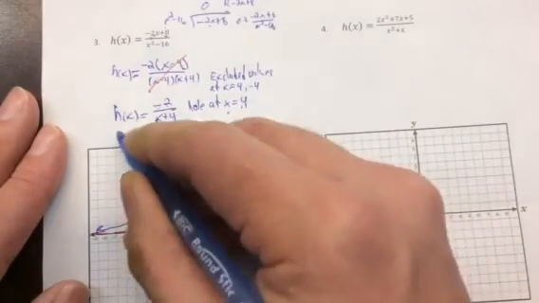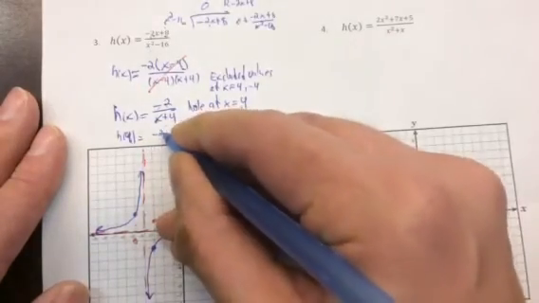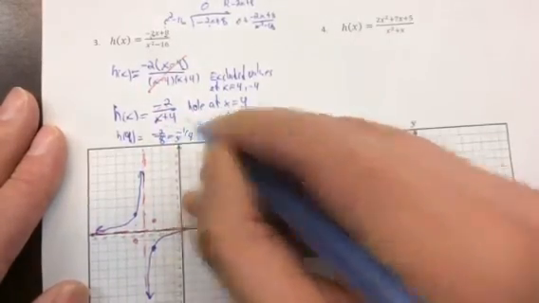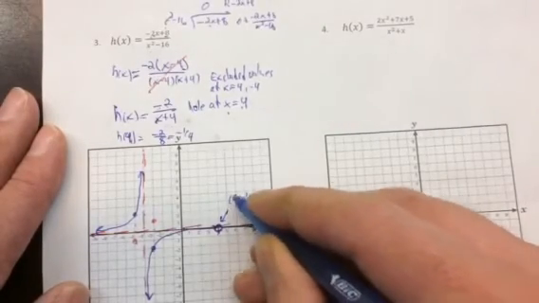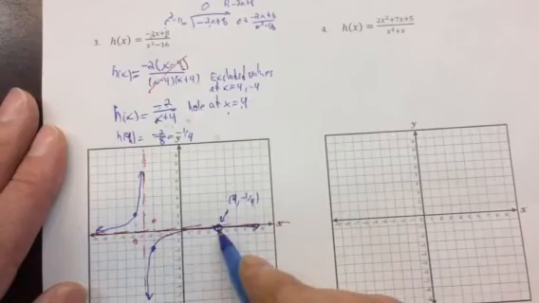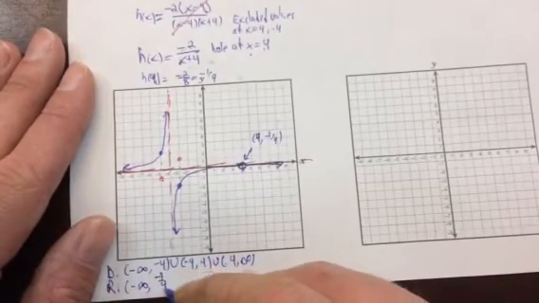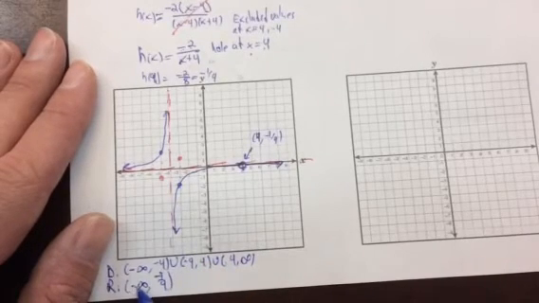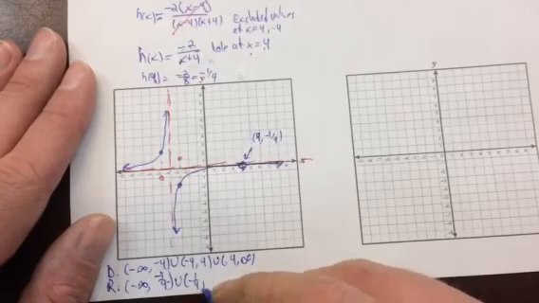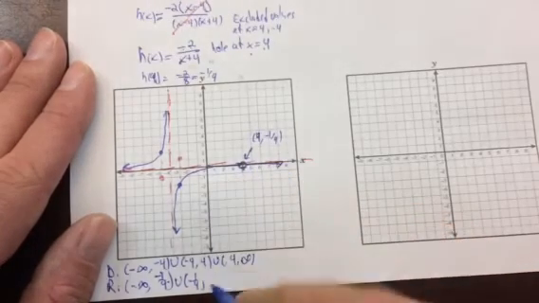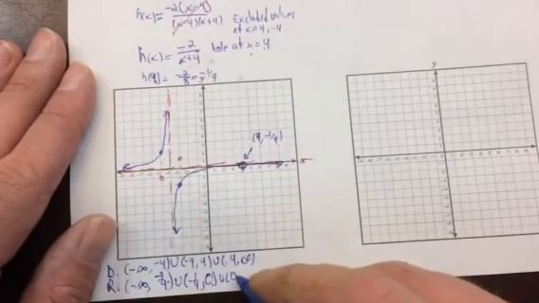4 plus 4 is 8, so we can do h of 4 in the simplified version. h of 4 is negative 2 over 8, which is negative 1/4. And so this point is at 4, negative 1/4. Now it's a hole, and so we know the y value that's missing is negative 1/4. So it's all the y values between negative infinity and negative 1/4, and then all the y values between negative 1/4 and 0, but there's no y value at 0, and then all the y values from 0 to infinity.